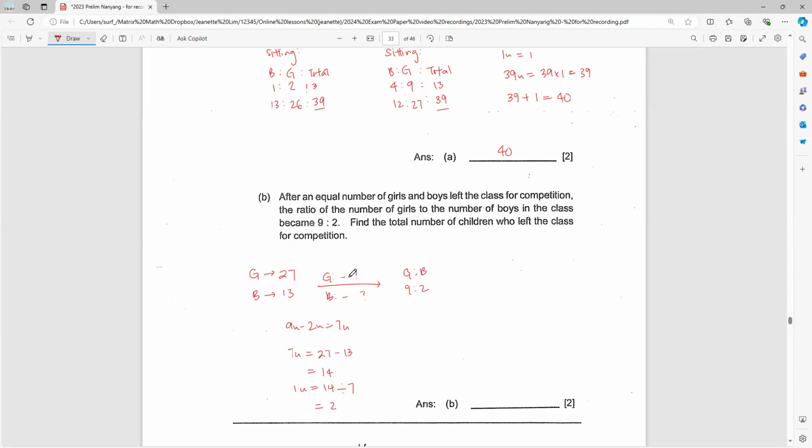Find the total number of children who left. We're finding this question mark over here. Let's find 2 units first, boys in the end. Actually, no, we can just find the total in the end, which is 11 units. So the total number of children who left will be the total at first minus the total in the end. So answer 18.